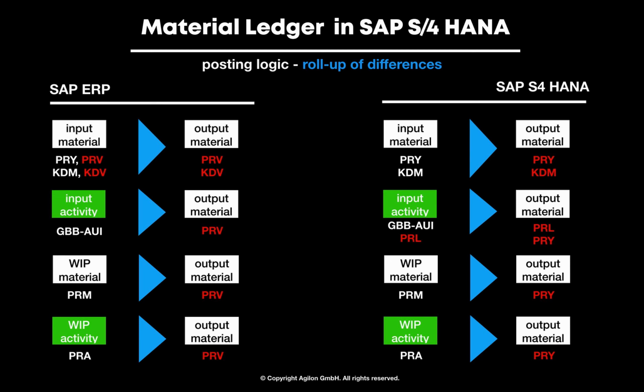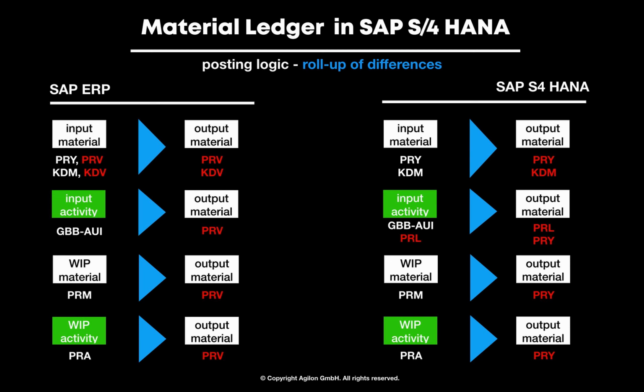If you are now asking yourself whether it's still possible for a material to differentiate between variances from low levels and from its own level, the answer is yes. We will show this later in the material price analysis section. Furthermore, a new transaction key, PRL, has been introduced for posting activity price differences to cost centers.